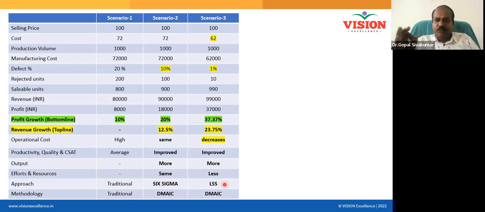Making sure the outputs are accurate as per the requirement, that is Six Sigma. When I use the word accuracy, I am talking about Six Sigma. When I use the word efficiency, I am talking about Lean. Do you think both are important? Yes, both are very important, right? And the Six Sigma focus is on the profit maximization. When you use Lean, you can see your revenue is also getting doubled, isn't it?